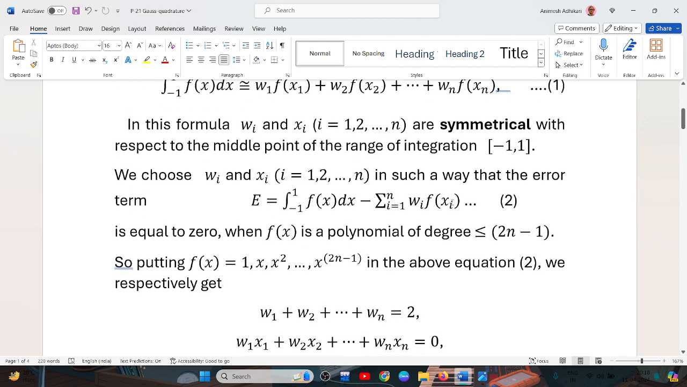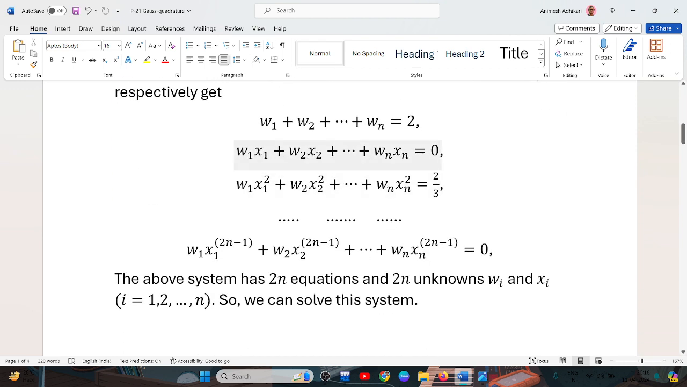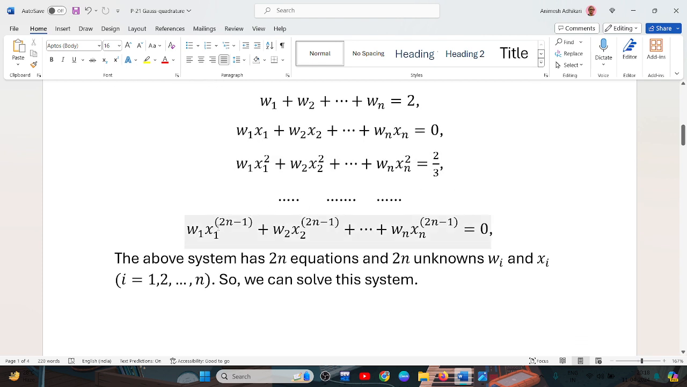So w1 x1 plus w2 x2 plus ... plus wn xn equal to 0, and w1 x1 square plus w2 x2 square plus ... plus wn xn square equal to 2 by 3. And lastly, w1 x1 to the power 2n minus 1 plus w2 x2 to the power 2n minus 1 plus ... plus wn xn to the power 2n minus 1 equal to 0. The above system has 2n equations and 2n unknowns, these are w1, w2, ..., wn and x1, x2, ..., xn.